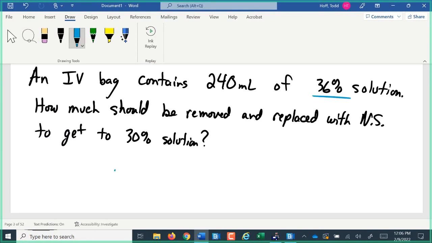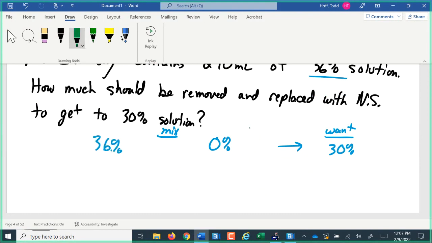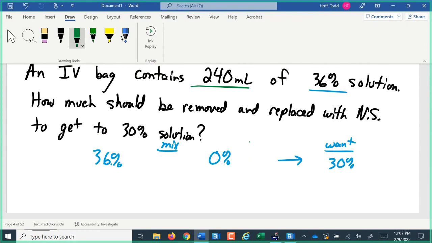Well, we have the 36%. And what we're mixing with that is 0%. Remember, normal saline or neutral solution is inactive. It's 0%. We want to get to a 30% solution. How much do we have? Well, we know that the bag holds 240 milliliters. So we know that when we're done, there will be 240 milliliters in the bag.